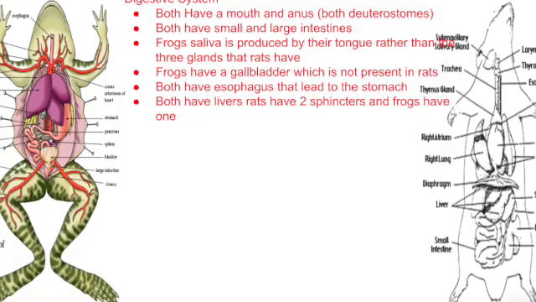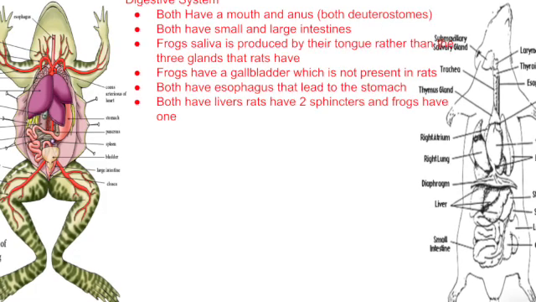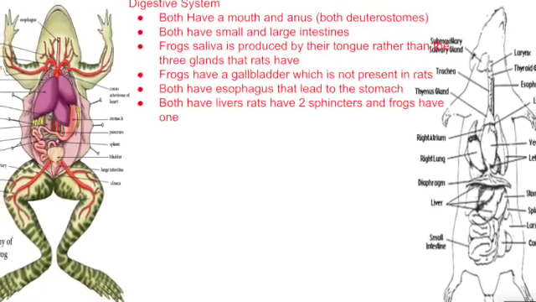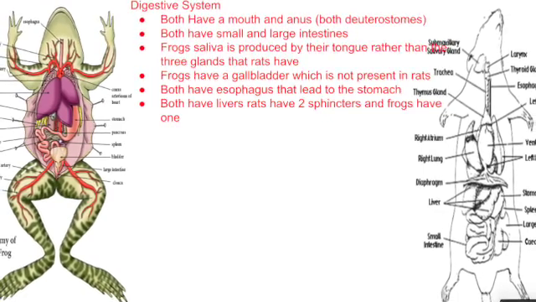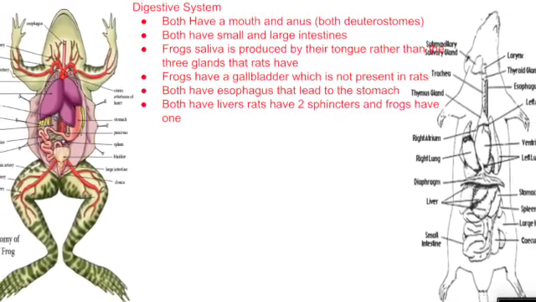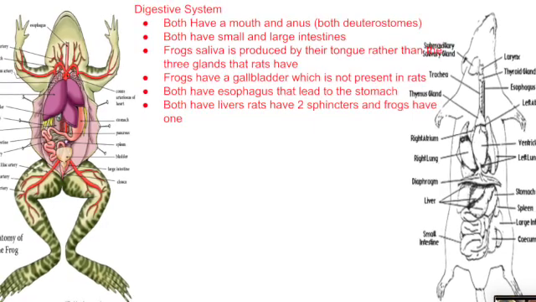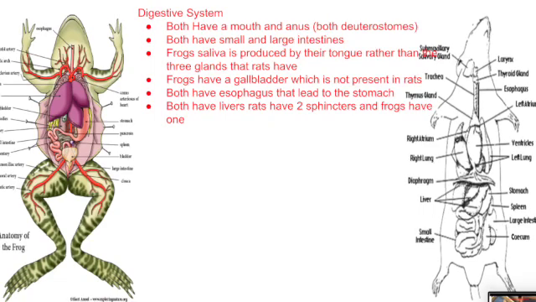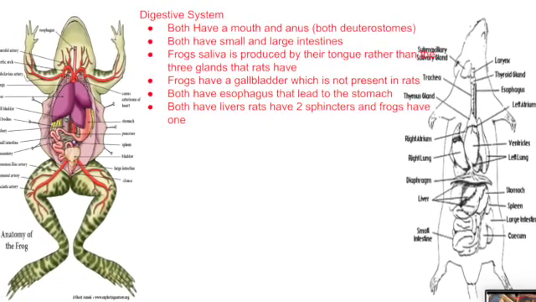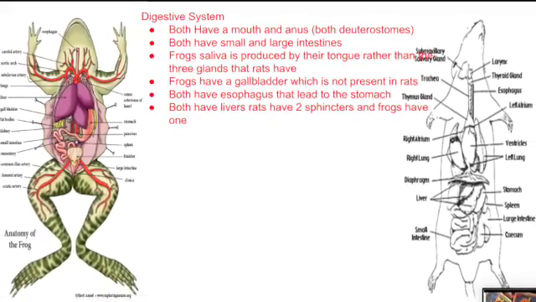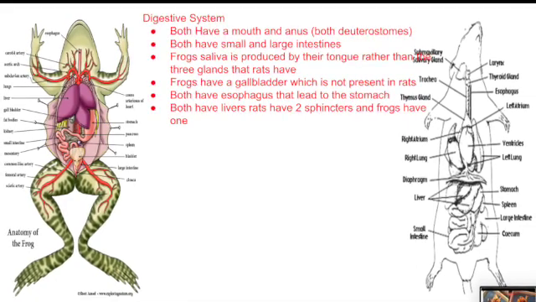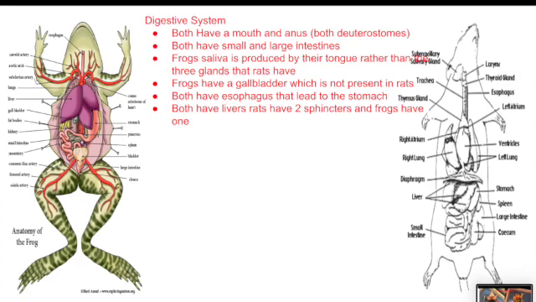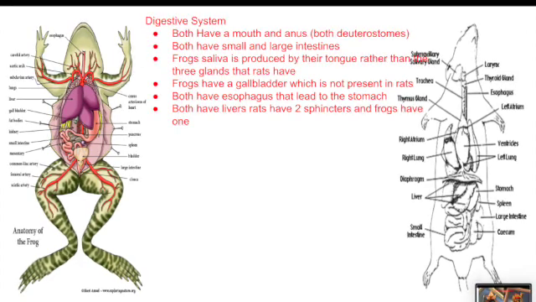The digestive systems of rats and frogs are very similar, both having a mouth and an anus, both being deuterostomes. They have small and large intestines, but one difference is frogs' saliva is produced with their tongue rather than the 3 glands that rats have. Frogs also have a gallbladder, which is not present in rats. Both have an esophagus that leads to the stomach, and they both have livers, while rats have 2 sphincters and frogs only have 1 sphincter.